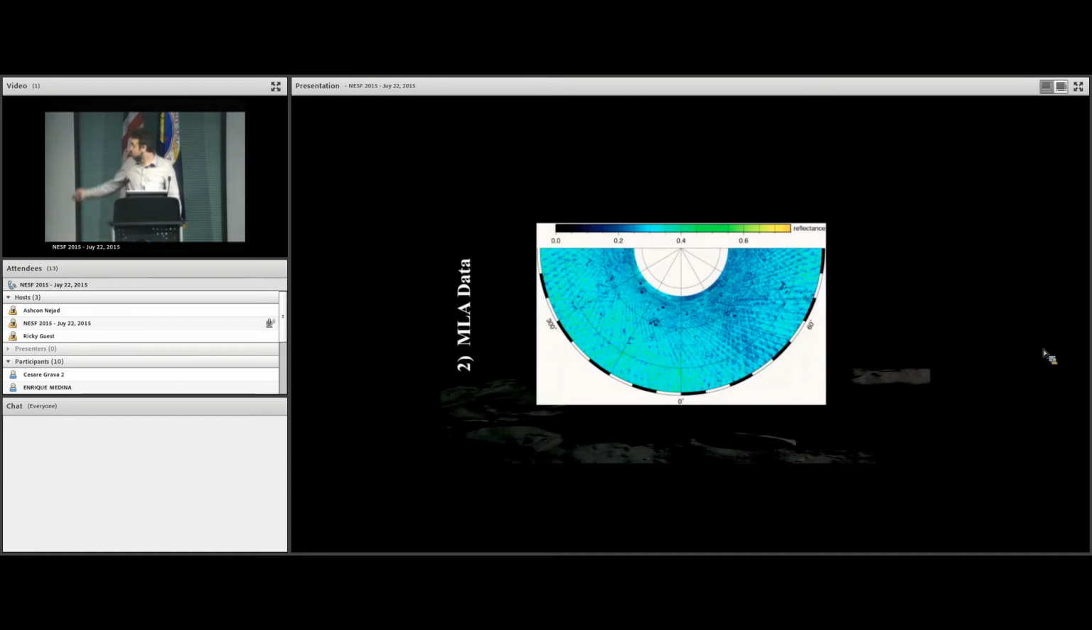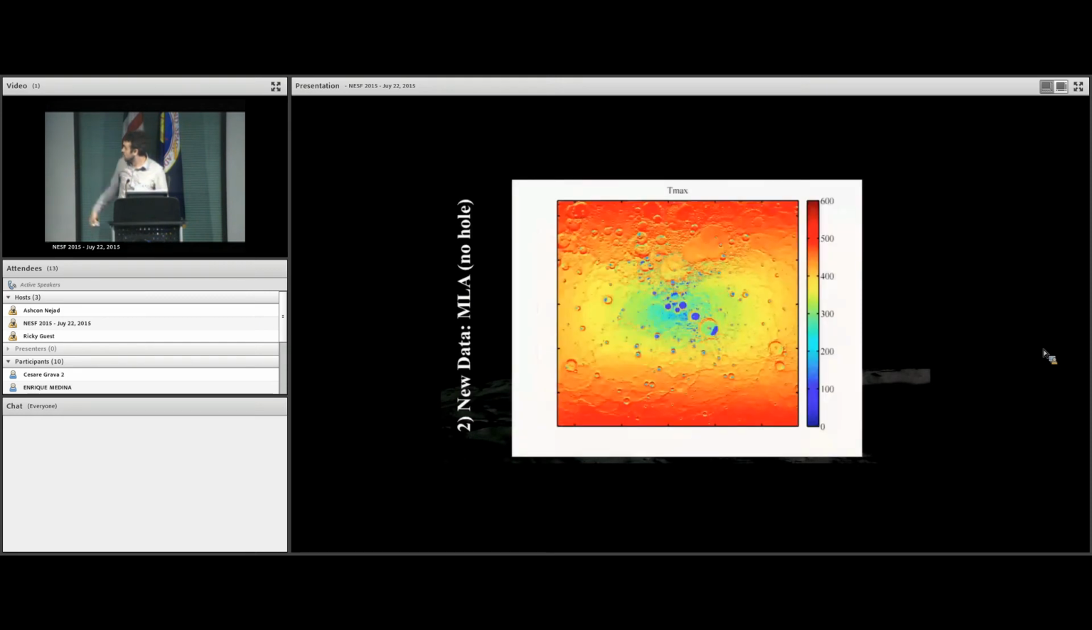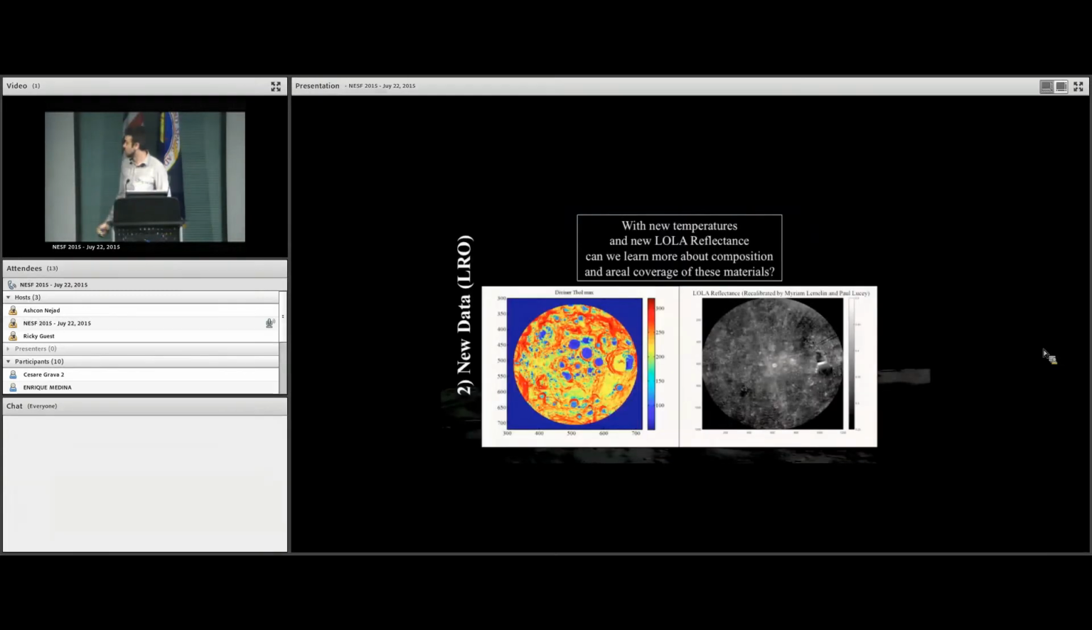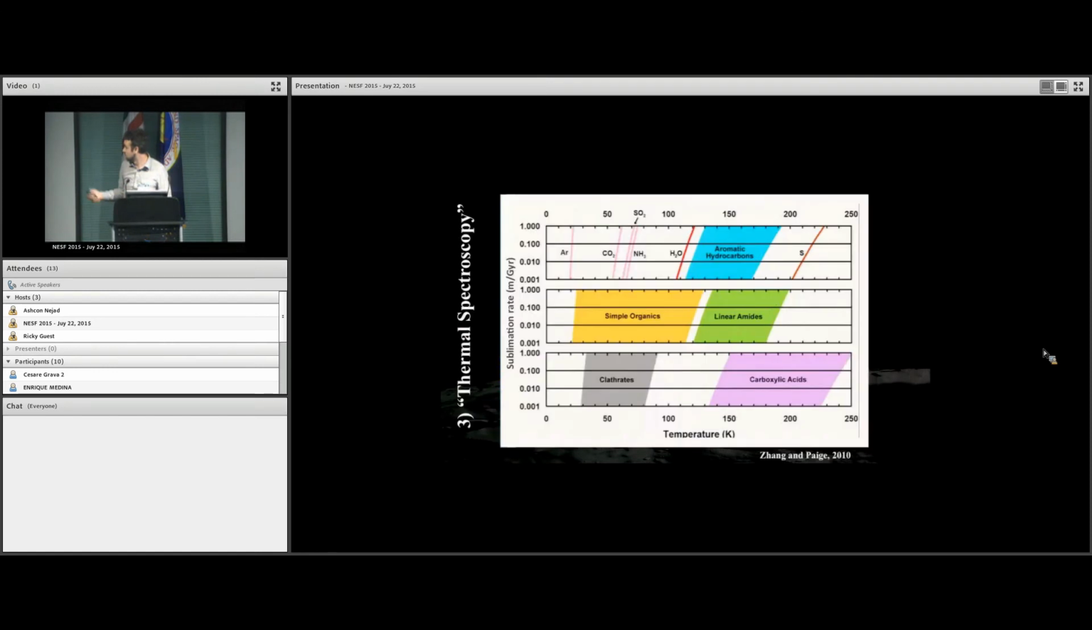So here was the MLA data at the time of that paper. Now the MLA data, because they did a big off-nadir campaign, they've really filled in the polar hole, and so we can push that a little further than we did in that paper. And then here's the equivalent data set now for LOLA. This is Paul Lucey and Miriam Lemelin's new reflectance. We have new Diviner temperature maps now that are really good.